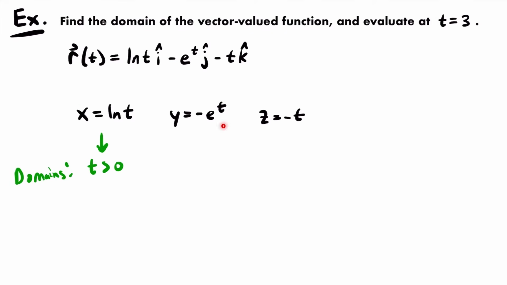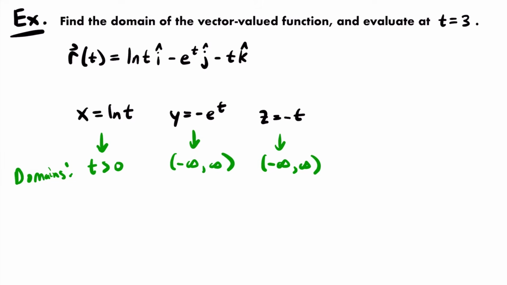Let's then look at our y component. We have negative e to the power of t. If you think about what values of t this function is defined for, it should be any value of t, right? It doesn't matter what we put in for the power of this exponential function, we're going to get a real number back. So in this case, our domain is any value of t, which we just represent with negative infinity to infinity. And then the same thing is going to be true for our z component. We have negative t. You can plug in any value of t you'd like there, you're going to get a defined value. Nothing will be undefined. So once again, our domain here is negative infinity to infinity.